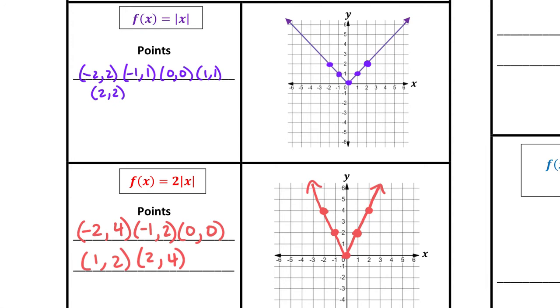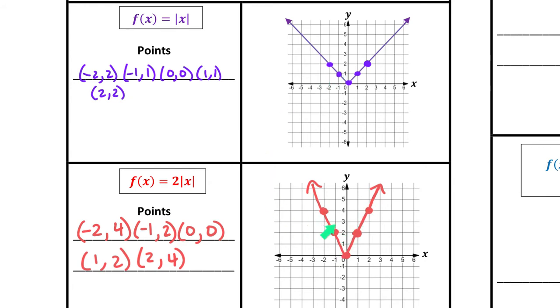Okay. All right, so we have the parent functions over here. So we have the original graph, what it should look like. And then what we're doing is basically trying to see what's going to happen if I put a number in front of the absolute value. In this case, what if I put a 2 in front and I plug in some values and I get some points and I plot these points, which are the ones we plotted?